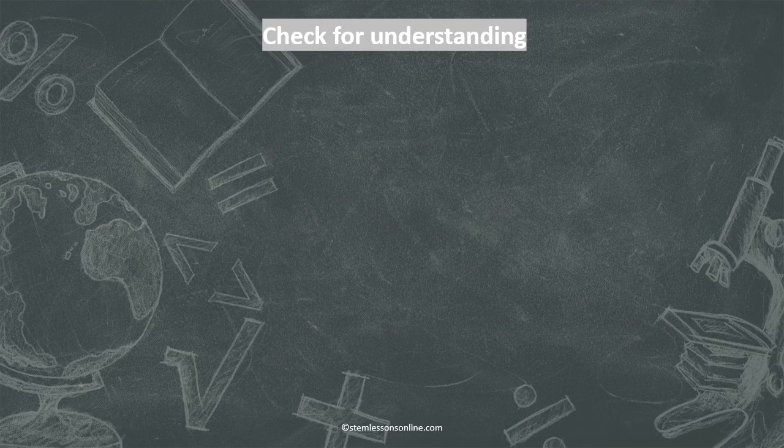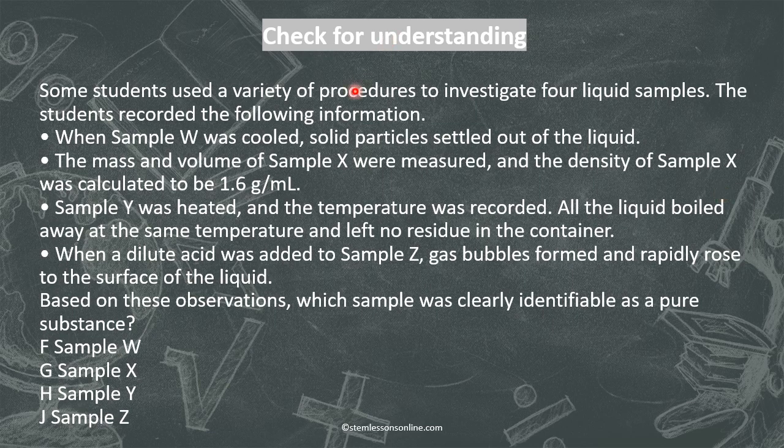Now read this question and write your answer in your notebook with a justification. The question says, some students used a variety of procedures to investigate 4 liquid samples. The students recorded the following information. When sample W was cooled, solid particles settled out of the liquid. The mass and volume of sample X were measured, and the density of sample X was calculated to be 1.6, let me get my highlighter, 1.6 grams per milliliter. Okay, they calculated the density.